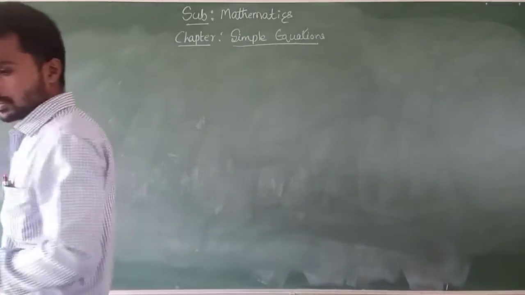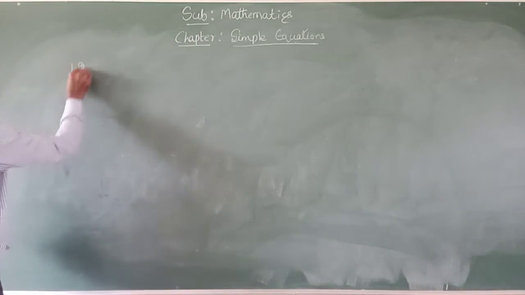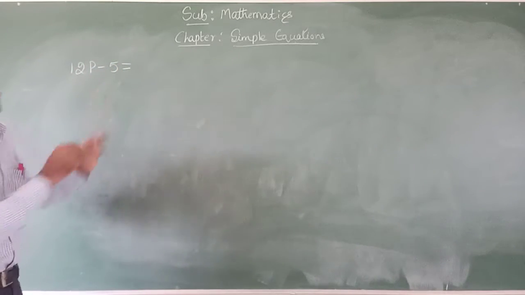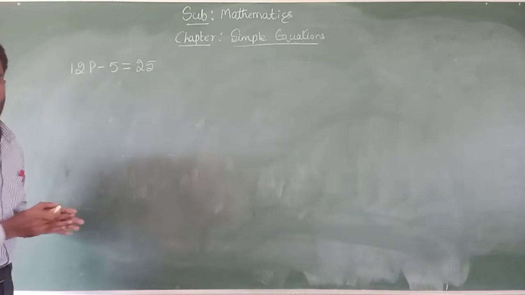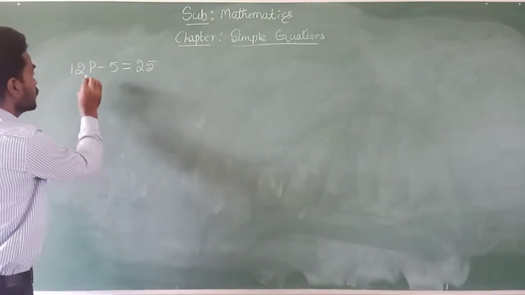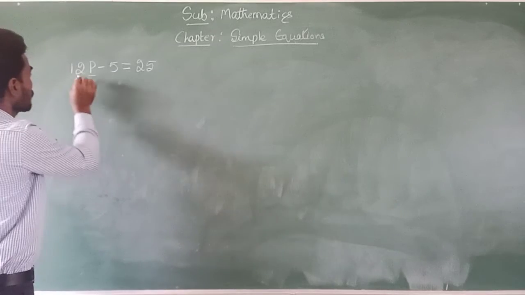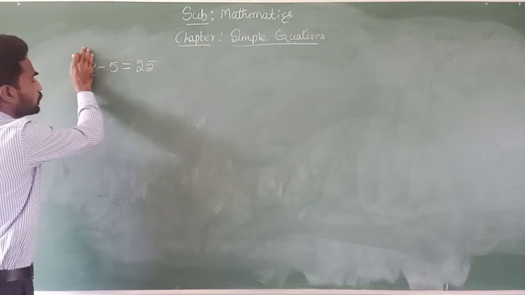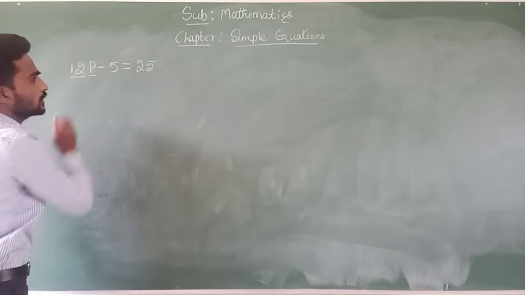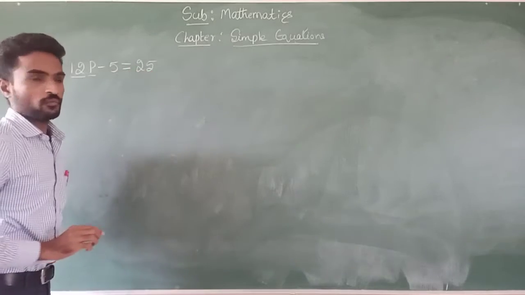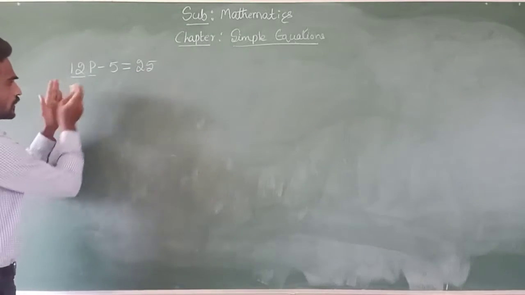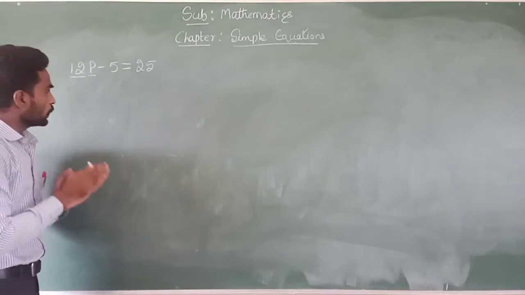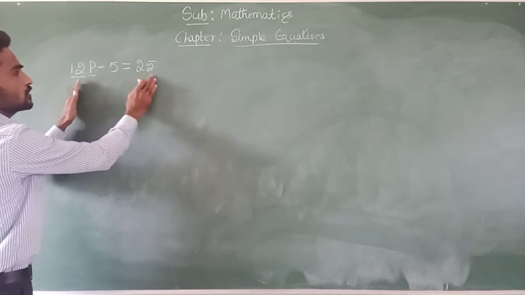Now consider the simple equation 12p minus 5 is equal to 25. Observe the equation. Here p is the variable, 12 is the coefficient of that variable p, and from 12p, 5 is subtracted, that is equal to 25. The LHS is 12p minus 5, and the RHS is 25. Now we can solve this equation.